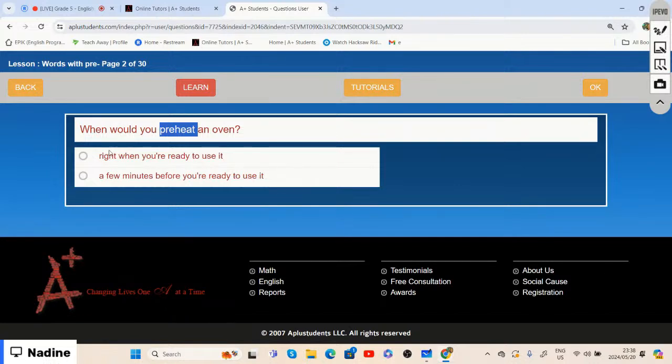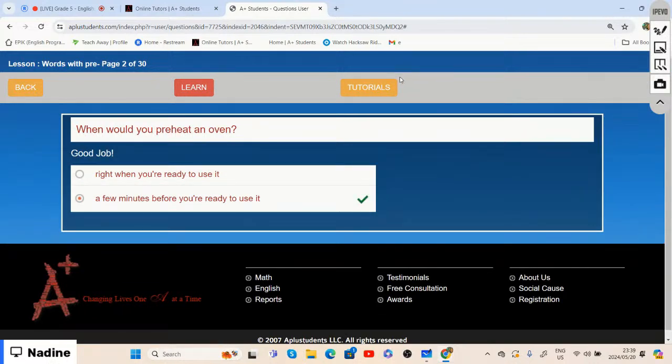All right, so we would preheat an oven a few minutes before you are ready to use it. That is why they will say preheat the oven to a certain temperature. Then you do your mixing and you're preparing your stuff. Then by the time you put in your cookie dough, your cake mixture, muffin mixture, the oven is already heated. So it's a few minutes before you're ready to use it.